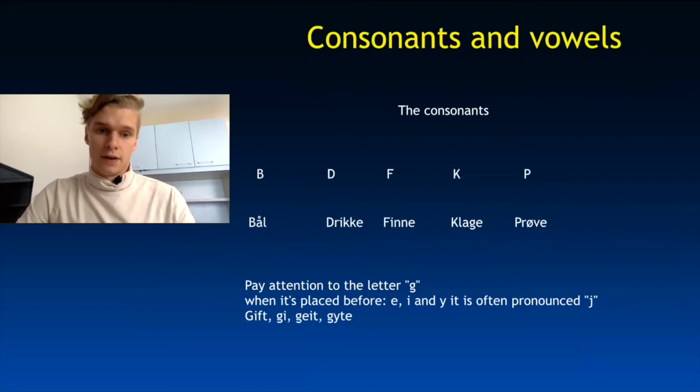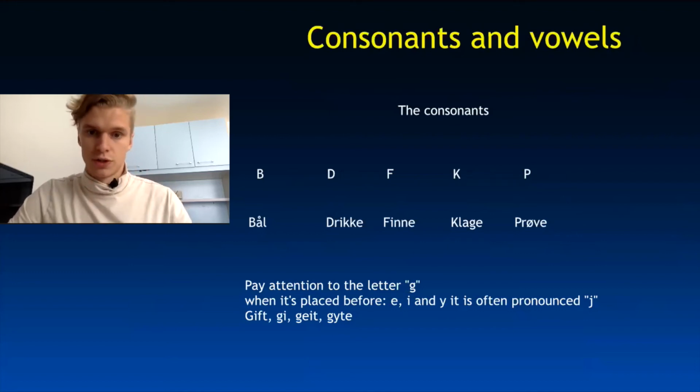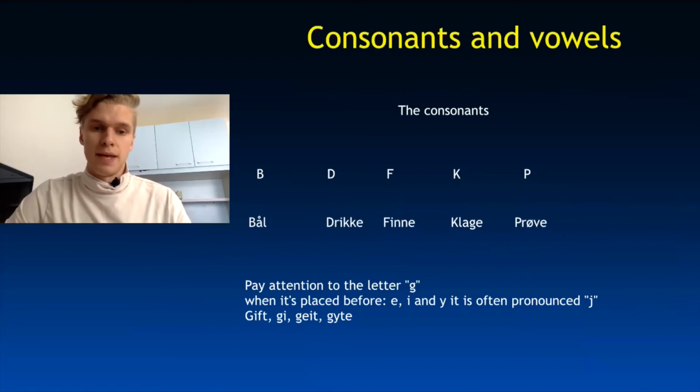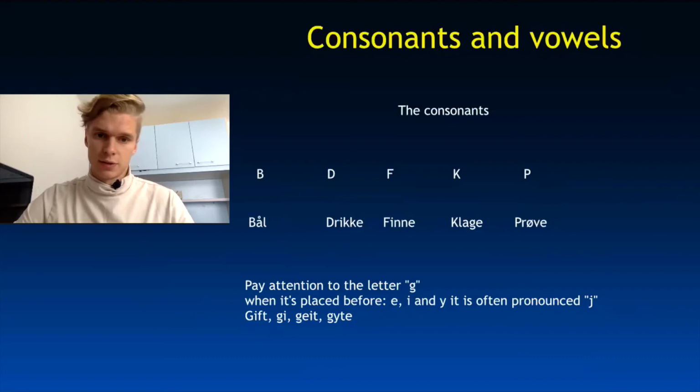Okay, so what about the consonants? The vowels show you the rules. The consonants are pretty standard because we just pronounce them normally. So it's going to be like this: the B, D, F, K, and P. Okay, so B, ball. Okay, ball. Look at the ball, okay? Dricka, dricka. Finne, finne. Klage, klage. Pröva, pröva. Okay, so they're pretty similar to the letter itself here. So you can see this is pretty standard, okay?